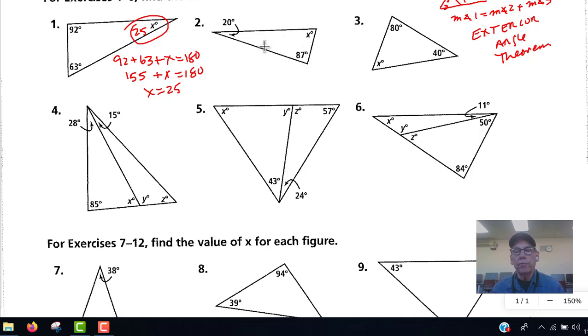So look at number 2. These three angles need to add up to 180 degrees. So we have 87 plus 20 plus x equals 180. 87 and 20 is 107. So 107 plus x equals 180. Take 107 away from both sides, we get 73 degrees for x. So x is 73 degrees.